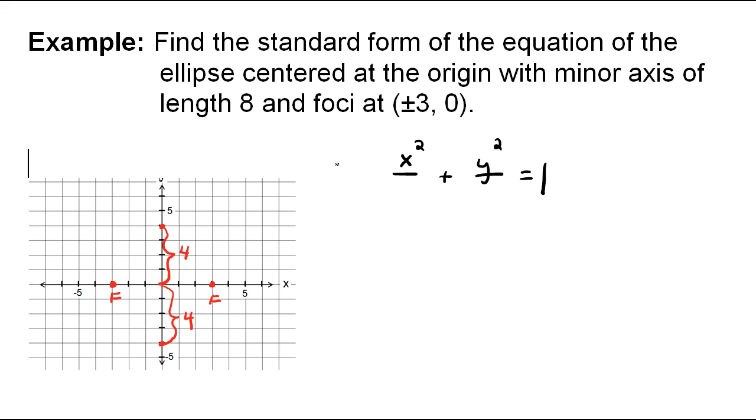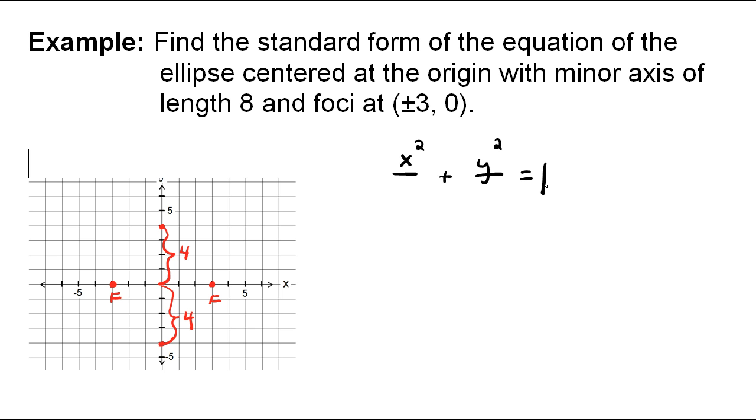Okay, take a look at this. I've put on my two foci, 3, 0, negative 3, 0. My minor axis is 8. That means I went up 4 and I went down 4. Now, the longer axis is going to include the two foci. So I know that it's going to come out here somewhere to the right and to the left of my foci. Here's my basic sketch.